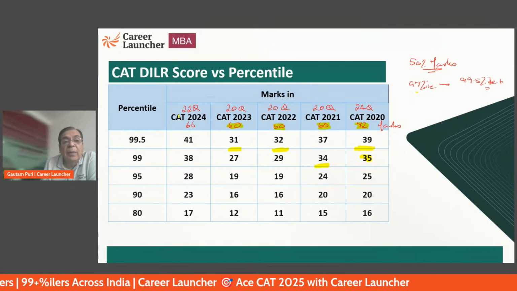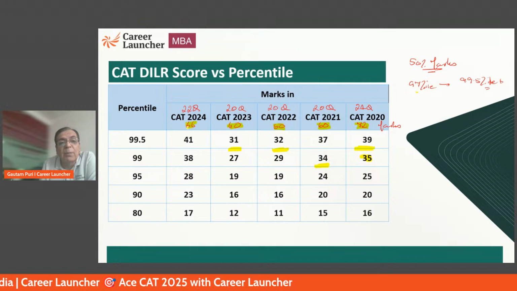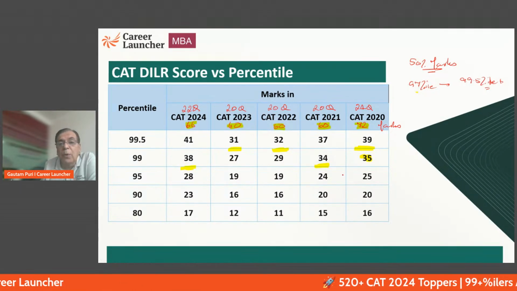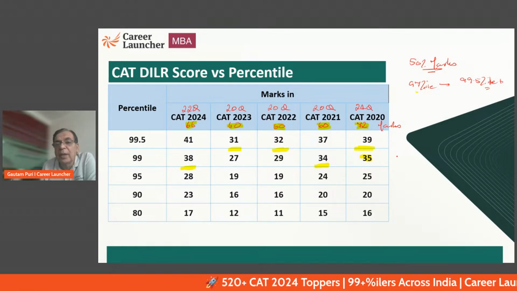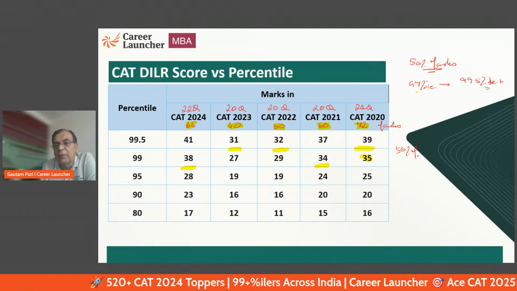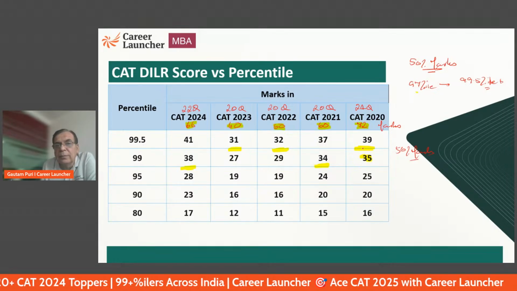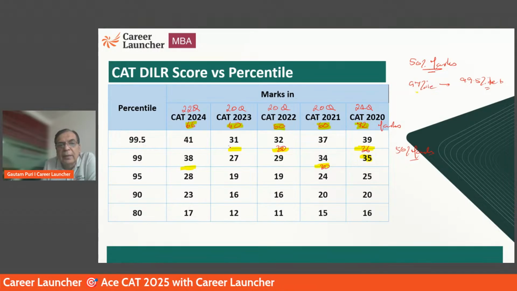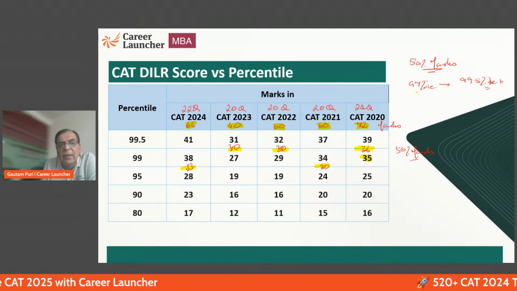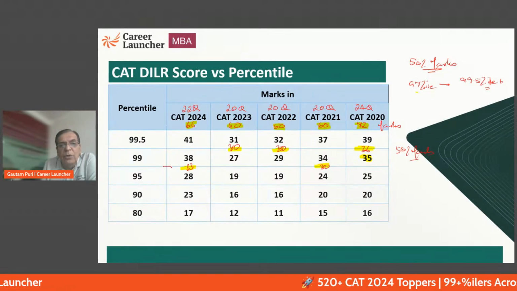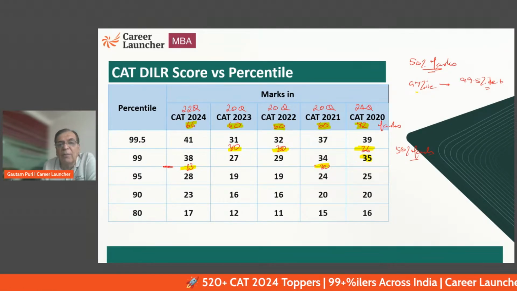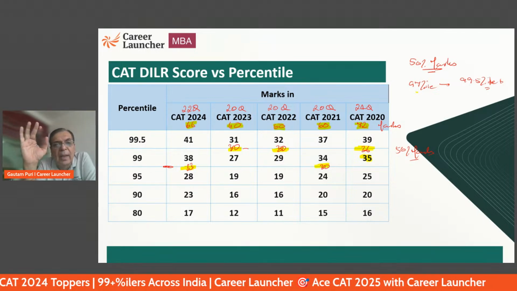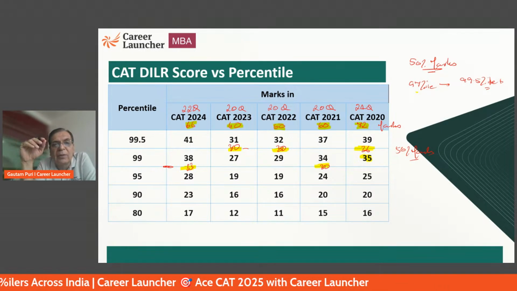And last year's paper, CAT 24, 66 marks, 33 would have got you somewhere around 97 to 97.5 percentile. So the important thing to remember here is 50% marks: 36, 30, 30, 30, and 33. As you can see, the lowest you will get is somewhere around 97, 97.5 percentile, and you could be as high as 99.4 percentile, which was probably the case in CAT 22 or 23.